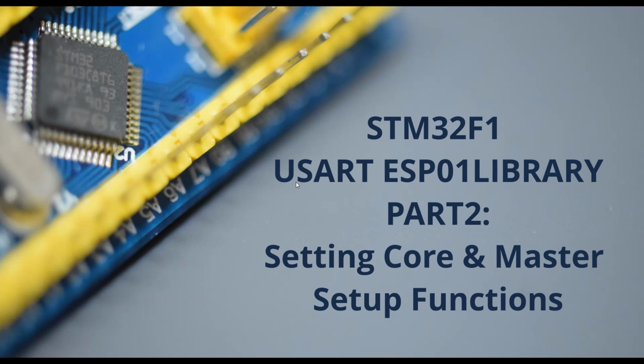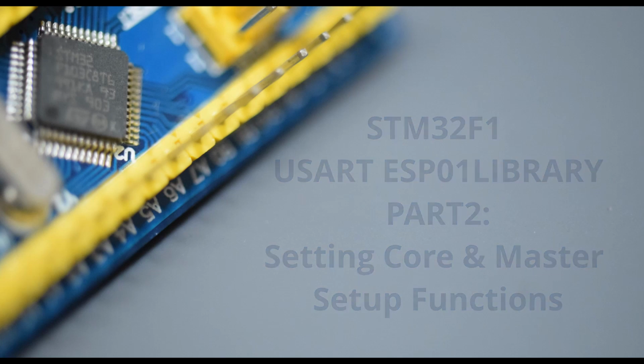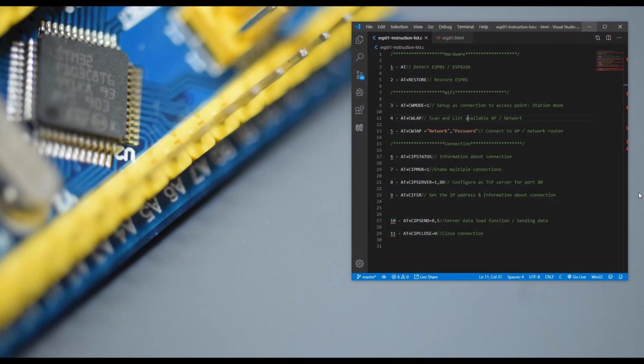So we are using all the strategies that we have been seeing in the STM32F1 UART to build a library to communicate with the ESP01. In part 1 of this tutorial, we looked at the ESP01 way of doing things. We looked at this command and understood the steps to build the communication.